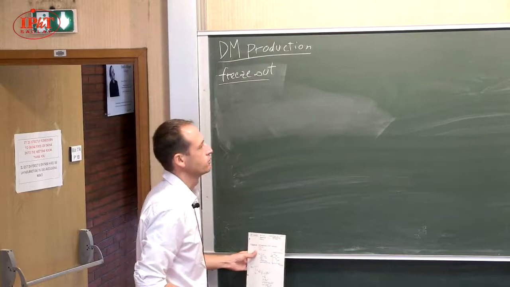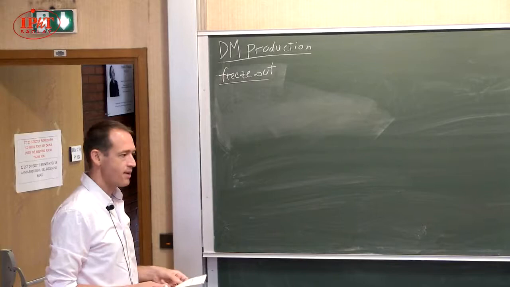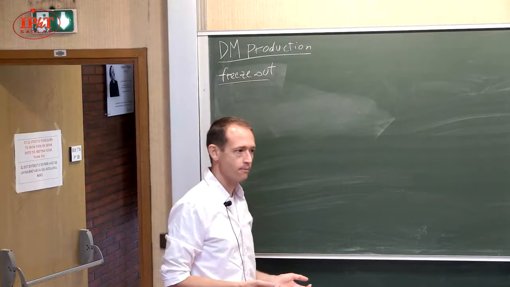So the basic idea is the following. The dark matter is a particle that has been produced abundantly in the early universe, essentially from the thermal bath of particles in the early universe.